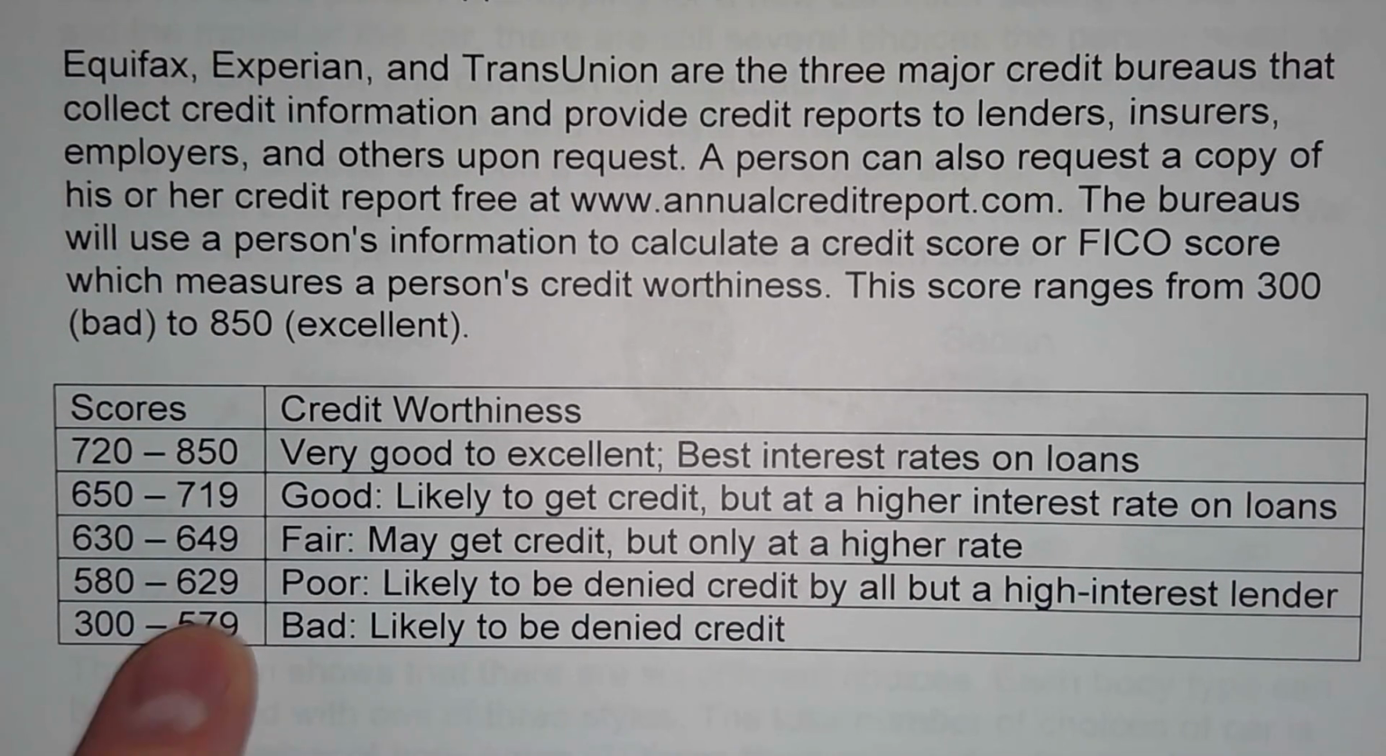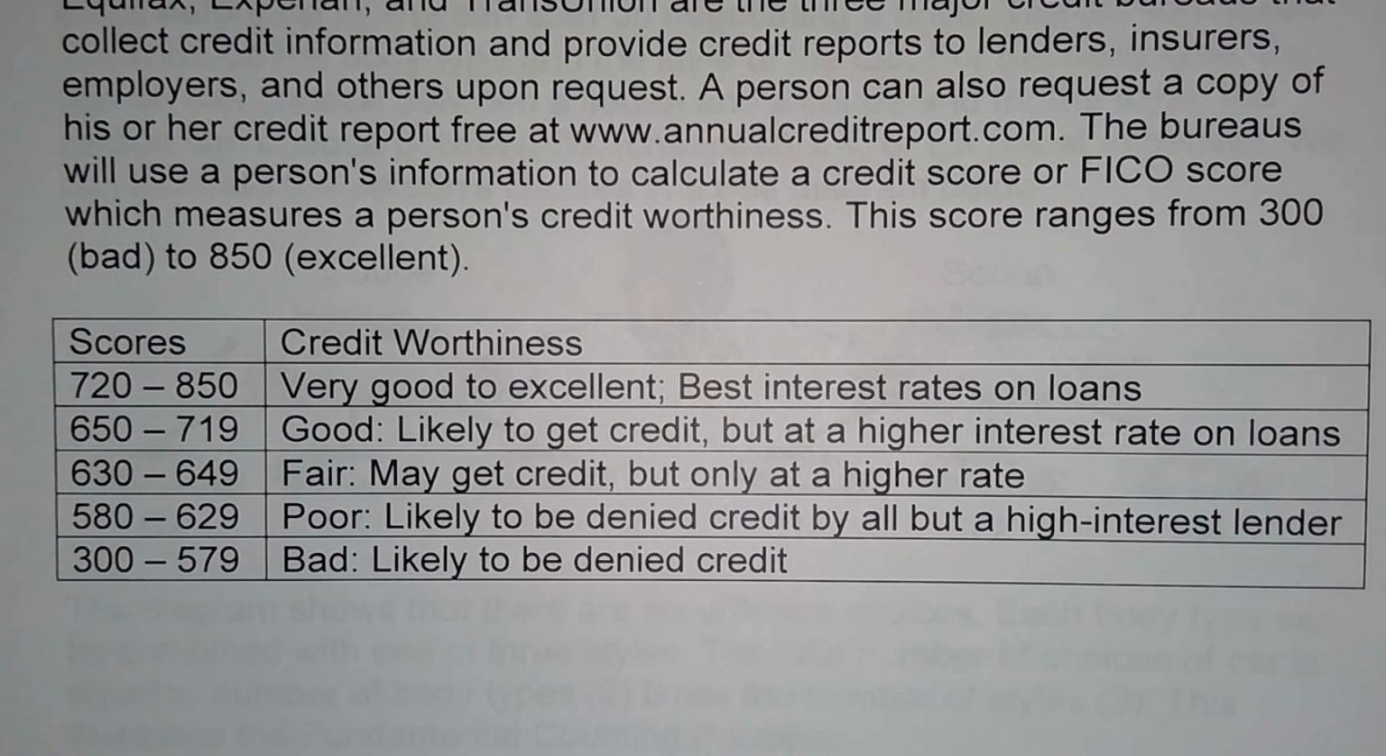580 to 629, it's poor, likely to be denied credit by a high interest lender. And 300 to 579, that's bad, likely to be denied credit.